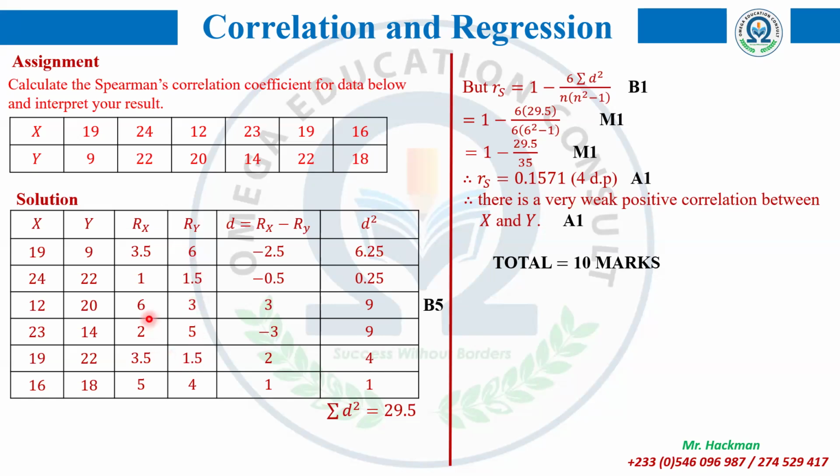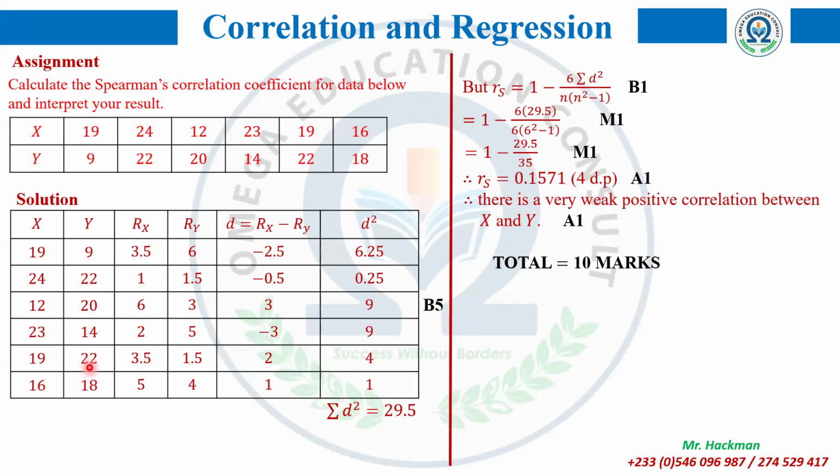So for the rank of y, let's look at the biggest value. If you look at the y values, the biggest value is 22. And you can see another 22 here. So it means your first position and the second position, there is a tie. So we need to go and assign values. And we know whenever you have a tie, the value that you assign will be the average of the positions. So the positions will be first and second.